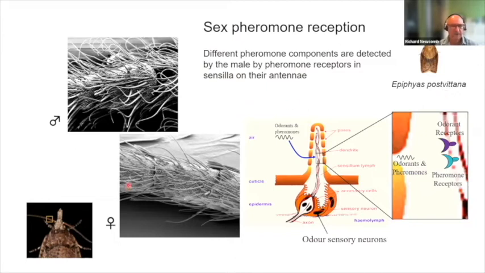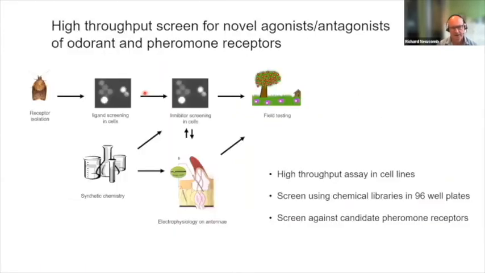So the males have lots of these long trichoid sensilla that are sensitive to the female sex pheromone, and the pheromone receptors of these insects are a subclass of the odorant receptors. So our approach has been, well, if we could isolate these receptors, if we could work out how to screen them, and maybe even for their ligands, and then work out what compounds might be able to block them, could we then take these compounds out into the field and see whether these blocking compounds could confuse the mate finding behavior of the males, so they were unable to find the females.